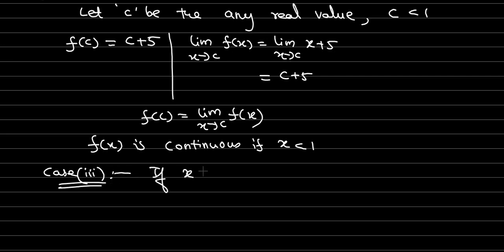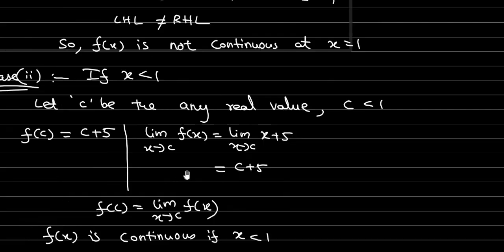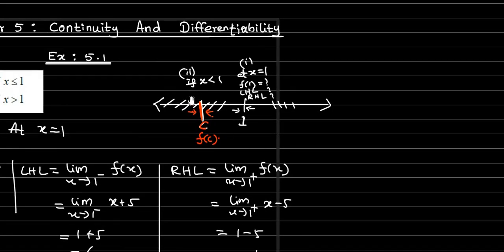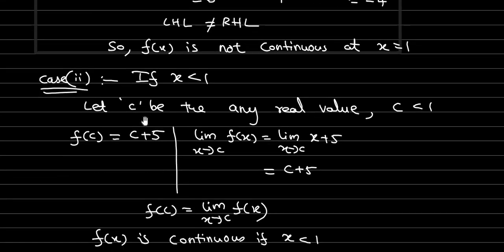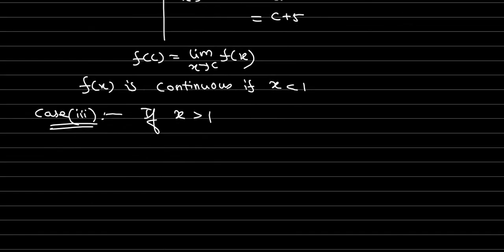If x is greater than 1, the same thing applies here as for less than 1. For greater than 1 also we have infinite real values, so checking one by one is not possible. So we take a common value c. Let c be any variable, but here I am taking it as c. Let c be any real value, and at the same time c should be greater than 1.